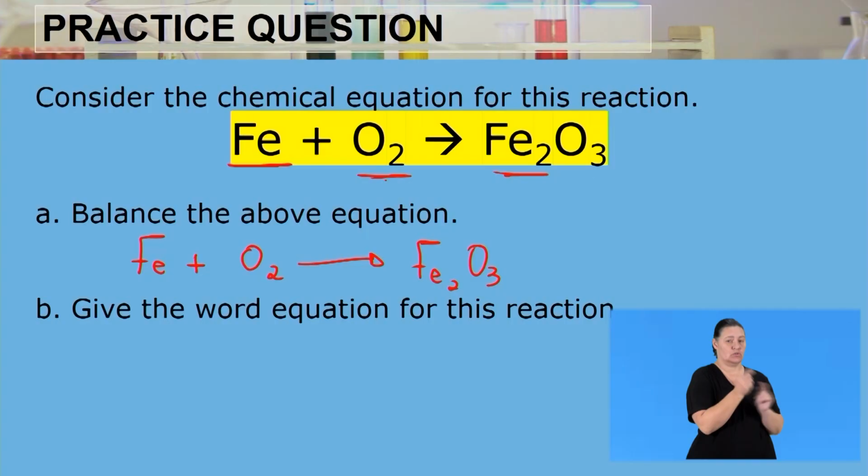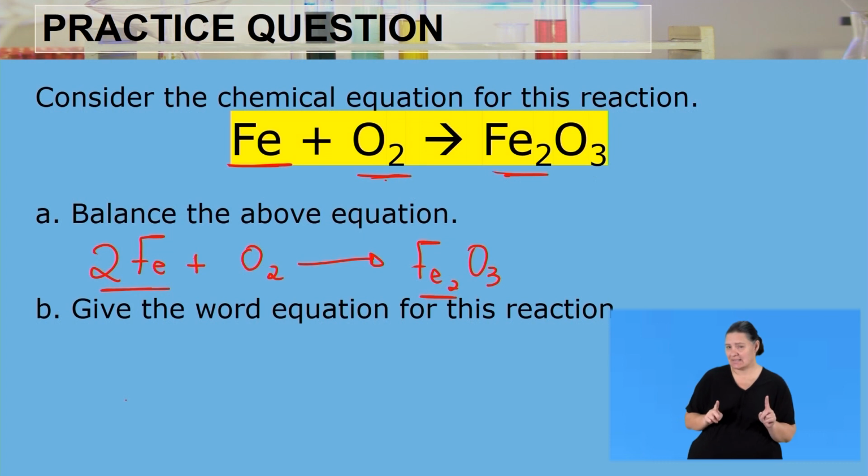As it stands, the coefficients of each of these substances are 1, 1, and 1. So now we need to change those substances to balance. If I put in a 2 here, I will now see that I have 2 irons on the left-hand side and 2 irons on the right-hand side. But my oxygen is still not balanced because I have 2 of them here and 3 of them on the right-hand side. So how do I then fix that?